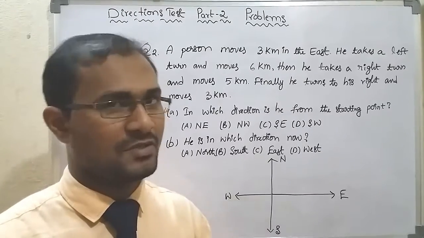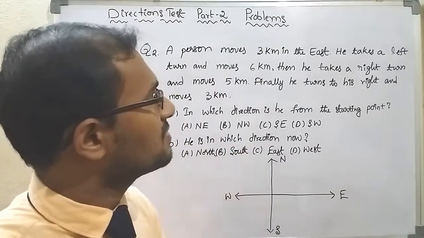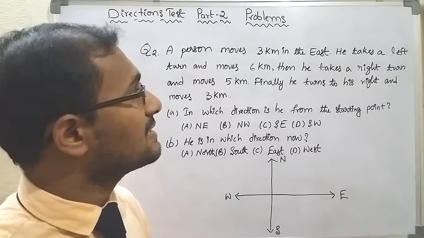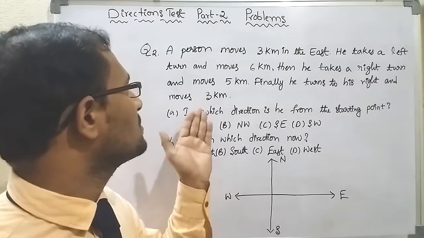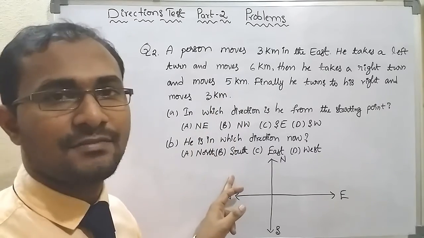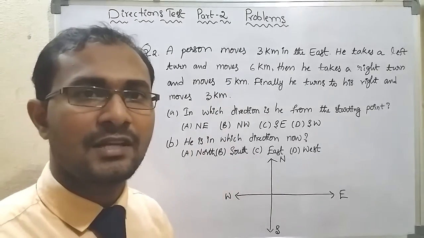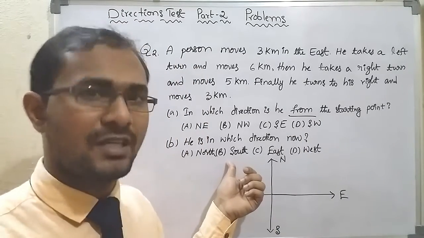So let's see the second question. A person moves 3 kilometers in the east direction, and then he takes a left turn and moves 6 kilometers. Then he takes a right turn and moves 5 kilometers. Finally, he turns to his right and moves 3 kilometers. Based on this information, two questions are given. We already know two types of questions are there related to direction, one with the help of keywords, another one without keywords.